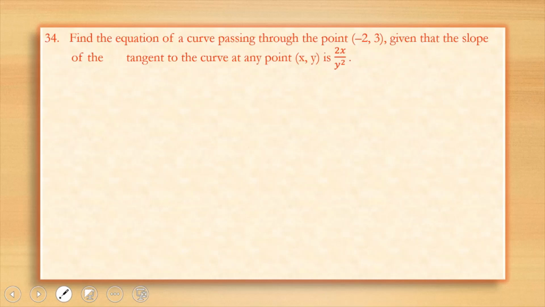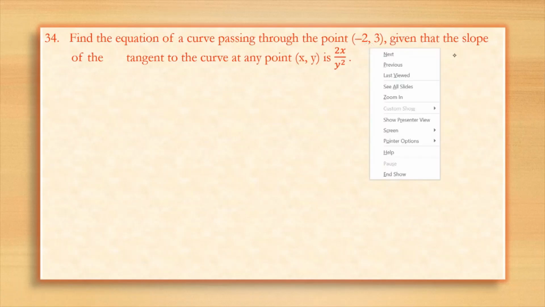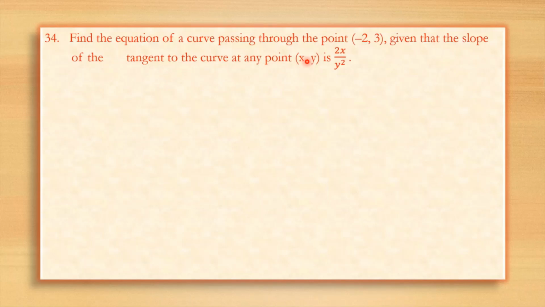Here is question number 34. Find the equation of a curve passing through the point minus 2, 3, given that the slope of the tangent to the curve at any point x, y is 2x by y square. So it's given as passing through a point and the slope is also given. So I need to find the equation of the curve.